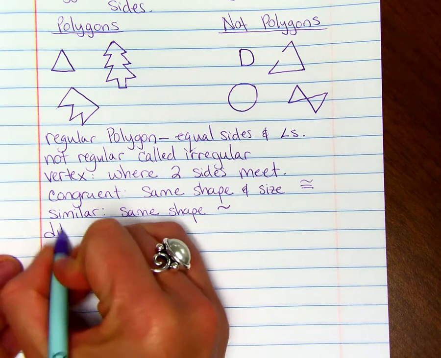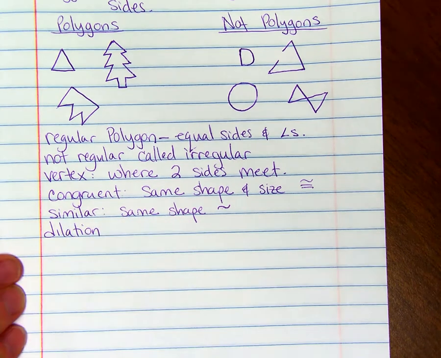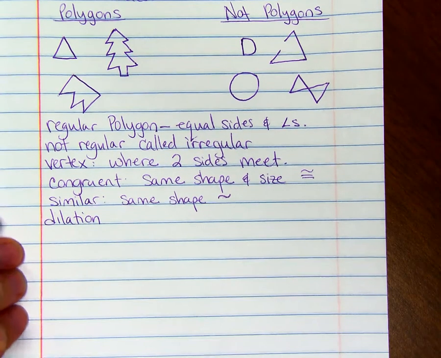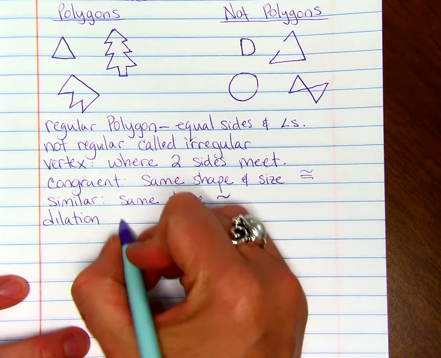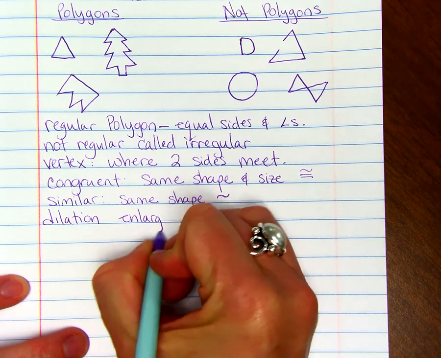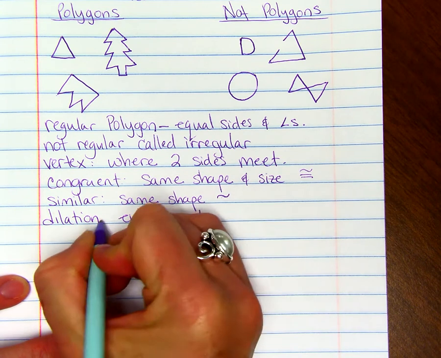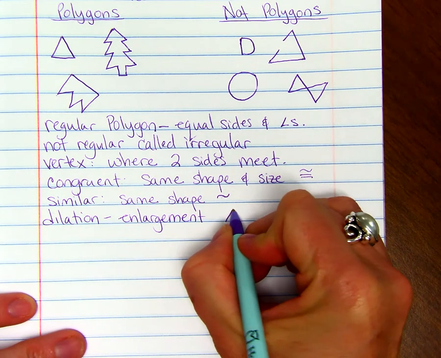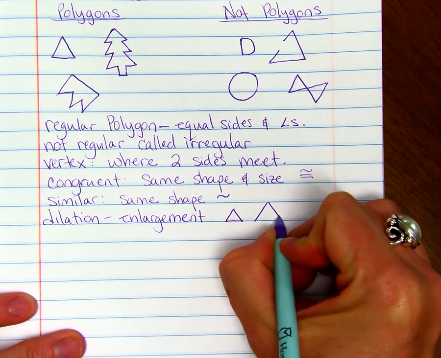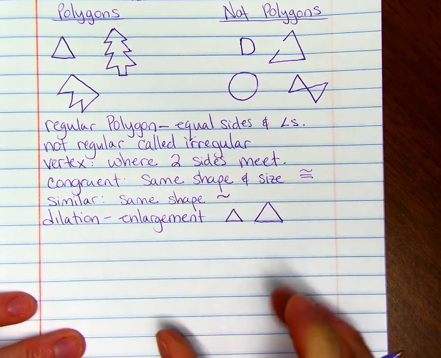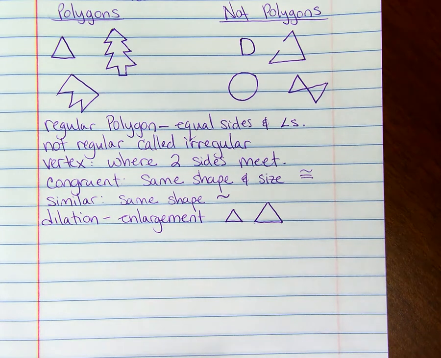A dilation, one type is called an enlargement. Another type is called a reduction. So if it gets smaller, it's a reduction. If it gets bigger, it's an enlargement. So for the enlargement, we're going to draw a little triangle, and then a bigger triangle. And they're supposed to be exactly the same, or the sides are in proportion to each other. They're just one's bigger than the other.